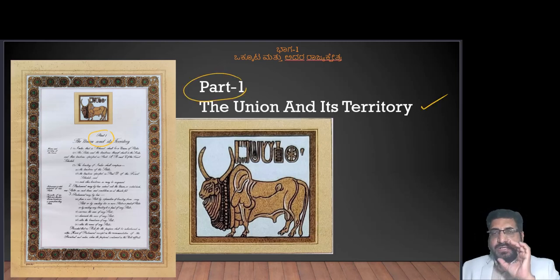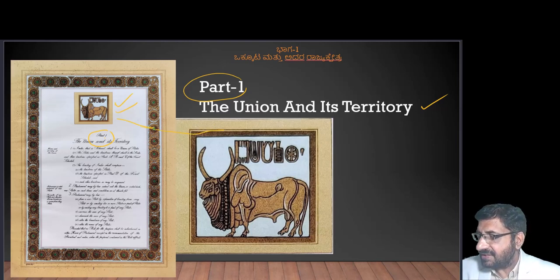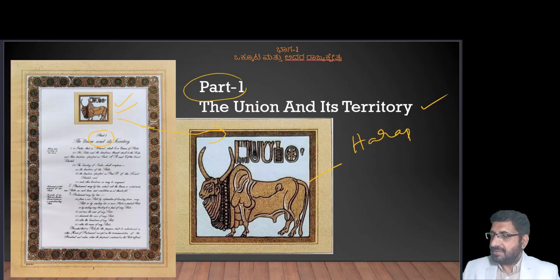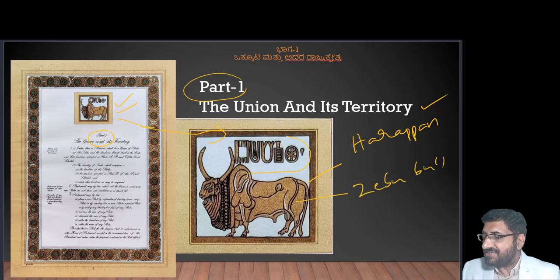In each part, wherever the heading is, above that you find one beautiful artwork. I have given this in an enlarged portion. This represents our Harappan civilization. This is a bull, called the Zebu bull, and all these are seals found in Harappa and Mohenjo-daro. So this artwork represents the Mohenjo-daro period or Harappan culture. Part 1 is represented by this bull.